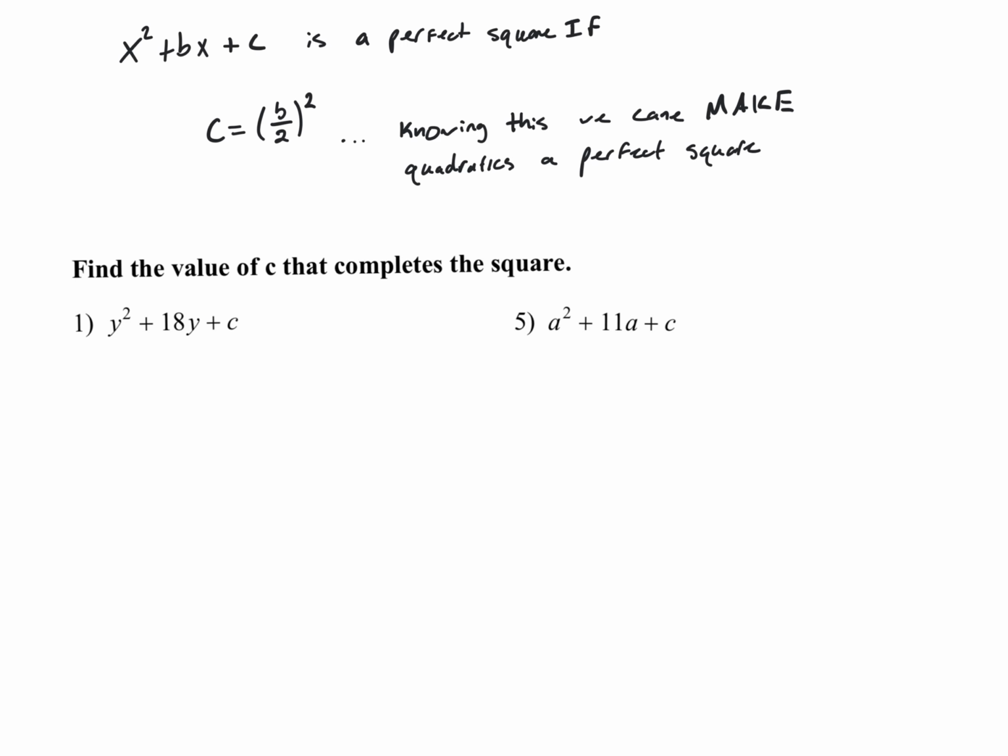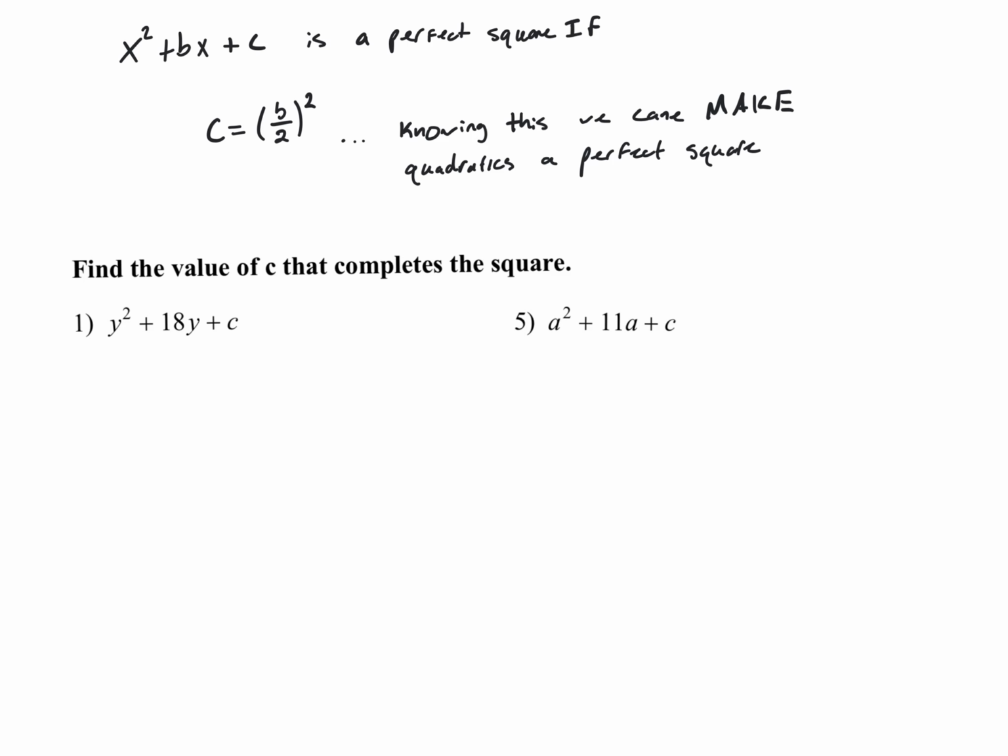So we know it's a perfect square when we have a quadratic like this, where that last number, the c, the constant, is this number divided by 2 squared. This part right here. So if the c is that number divided by 2 squared, then we know that it is a perfect square. And so we can make quadratics a perfect square because we know this fact.